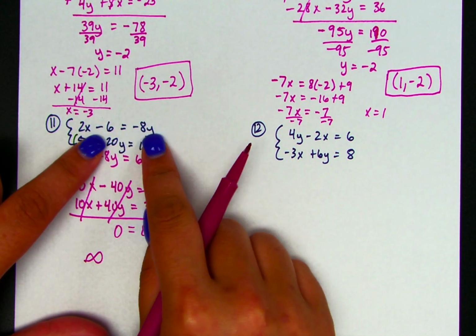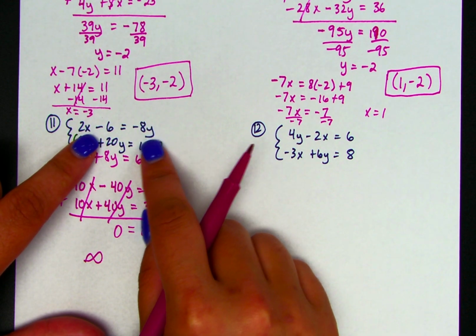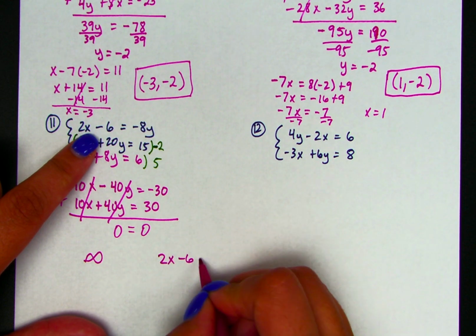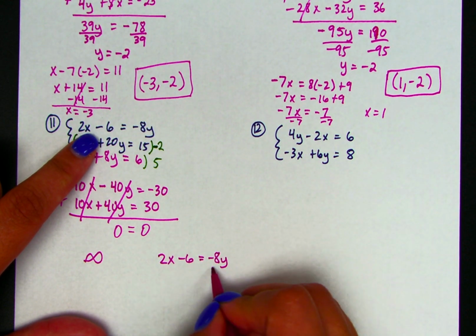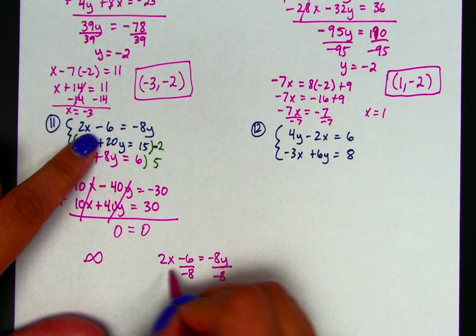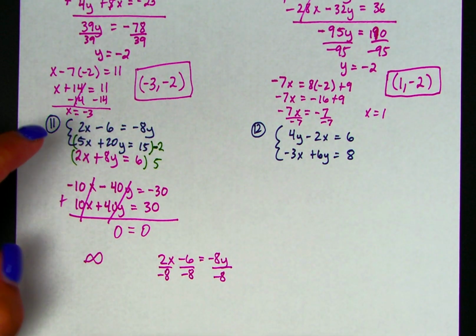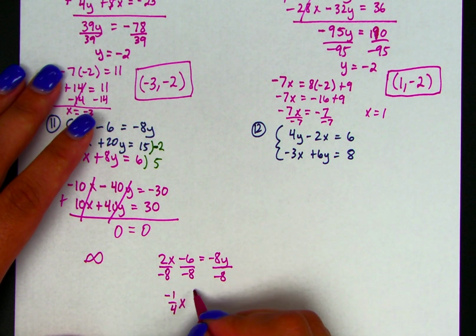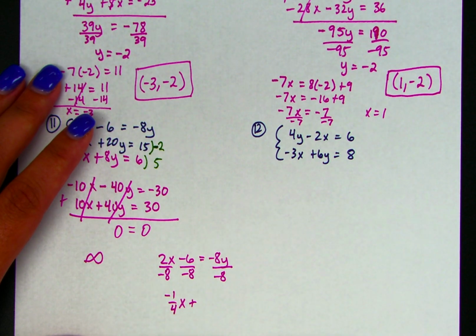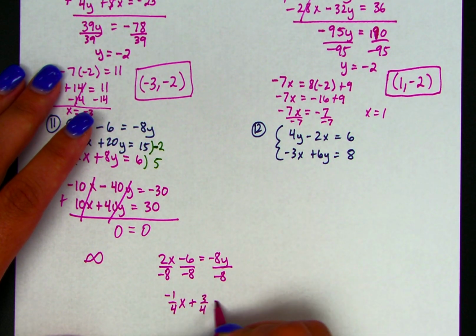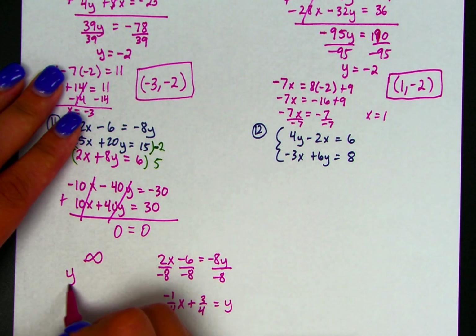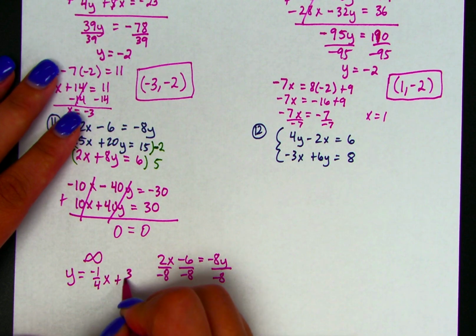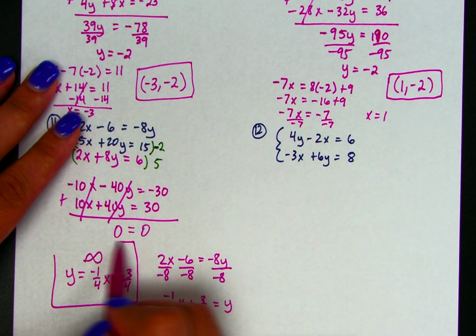So if I go back up here, I'm just going to pick this top equation to solve for the y. So kind of off to the side here, if I have 2x minus 6 equals negative 8y, to get the y alone, I'm going to divide everything by negative 8, and then I'm going to simplify. So that would simplify to be a negative 1/4 x. That's going to be a positive, both divisible by 2, so 3/4 equals y. So the equation is y equals negative 1/4 x plus 3/4. So this is my answer.